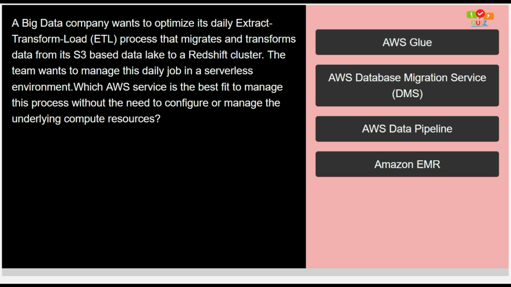which is: a big data company wants to optimize its daily extract, transform, load (ETL) process that migrates and transforms data from its S3 based data lake to a Redshift cluster. The team wants to manage this daily job in a serverless environment. Which AWS service is the best fit to manage this process without the need to configure or manage the underlying compute resources? You have 4 options for this.